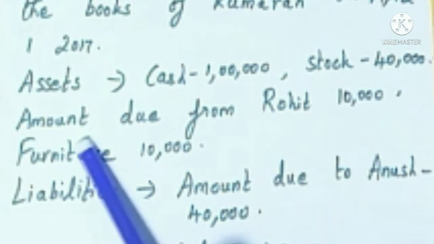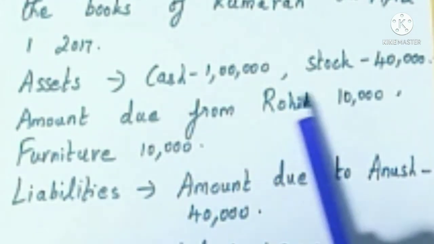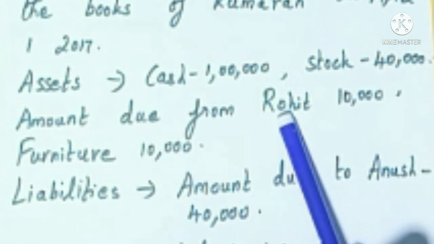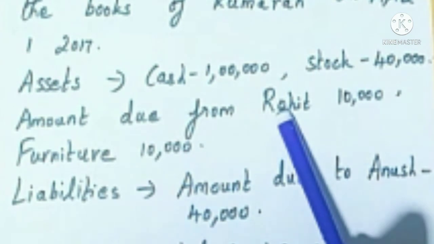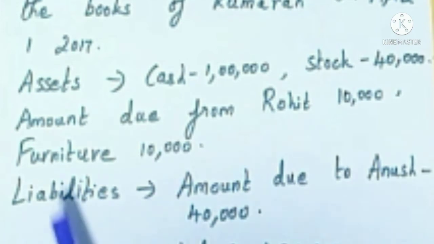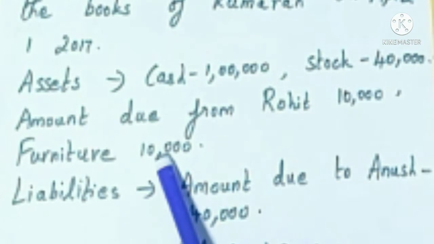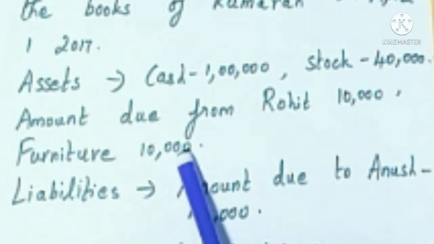Then amount due from Rohit. Maybe Rohit purchased goods on credit from us. So he becomes a sundry debtor to us. Sundry debtors is like an asset to us. It should be debited. So 10,000 rupees is debited. Again, he has also got furniture worth 10,000 rupees. Furniture is also an asset. Increase in asset should be debited. So 10,000 rupees is also debited.